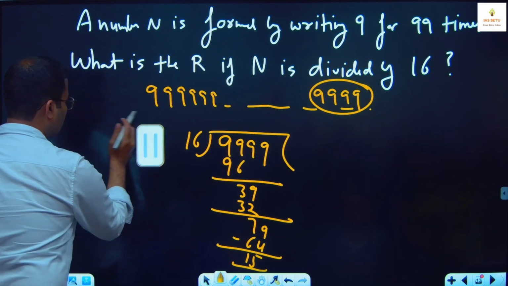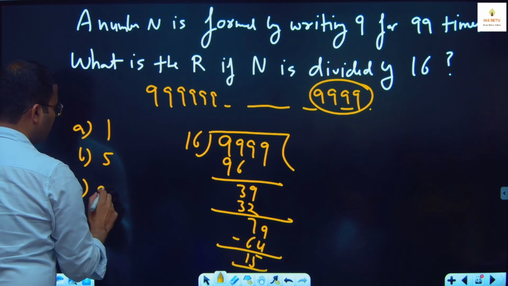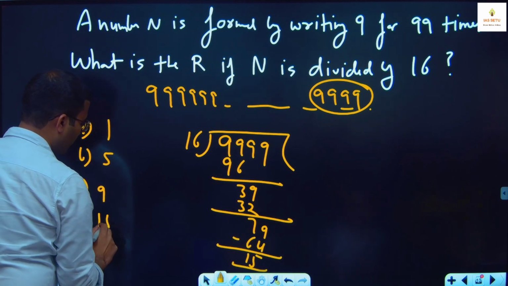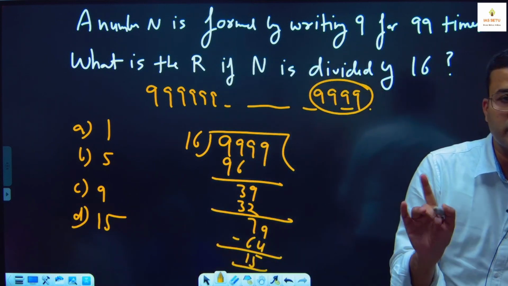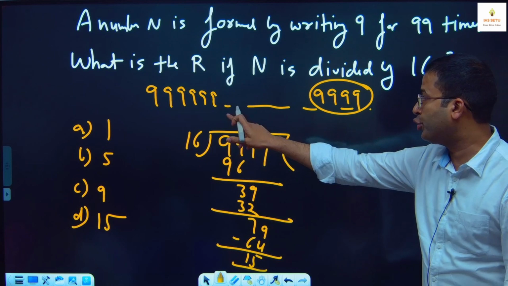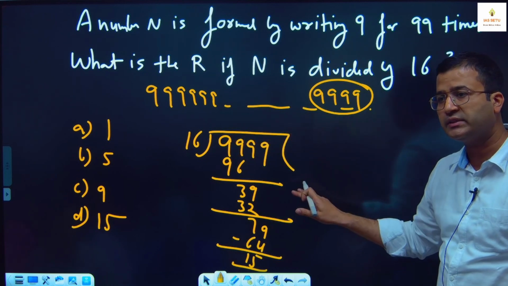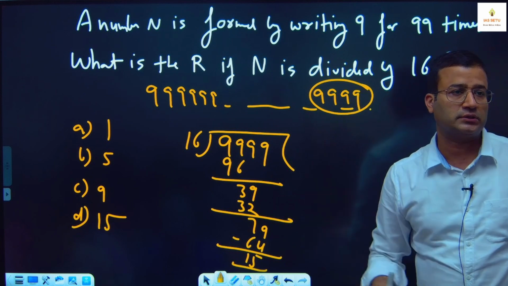If I give answer option A 1, option B 5, option C 9, option D 15, you mark the answer 15. The question is not difficult, provided you have conceptual clarity. No need to check all the numbers, because the concept is divisibility of 16, we need only the last 4 digits.